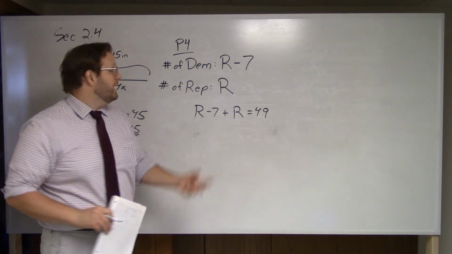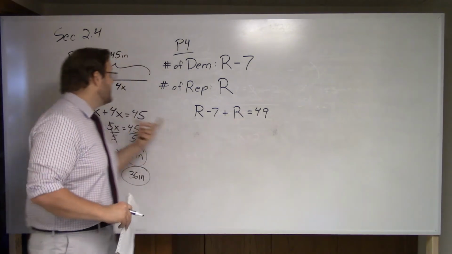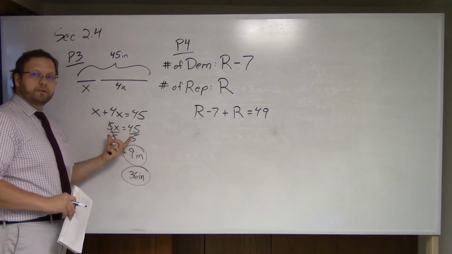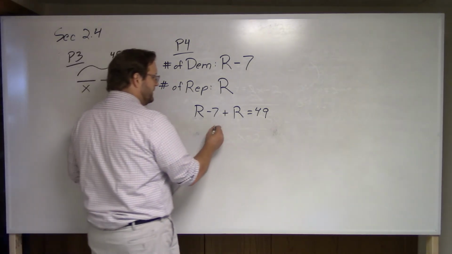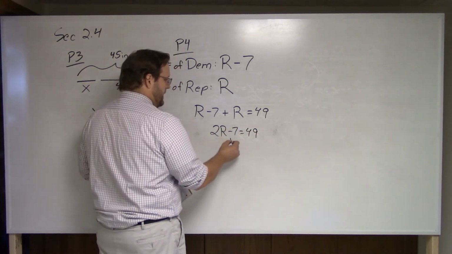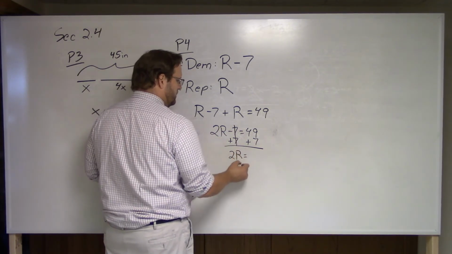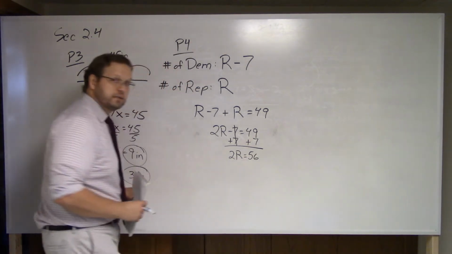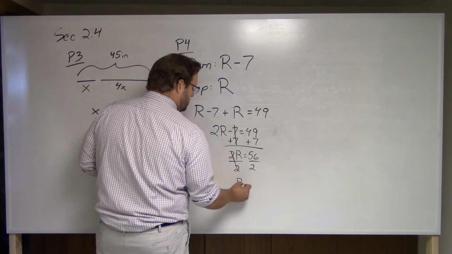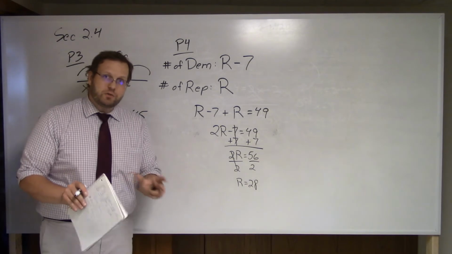So again, what did I do? I listed the pieces of the puzzle, and then I find a way to pull them together. Same way I did here. I listed the pieces of the puzzle, I find a way to pull them together. Okay? Combine like terms. I add a 7. And I get 56. Divide by 2. And R equals 28. Now, again, I used R for a reason.